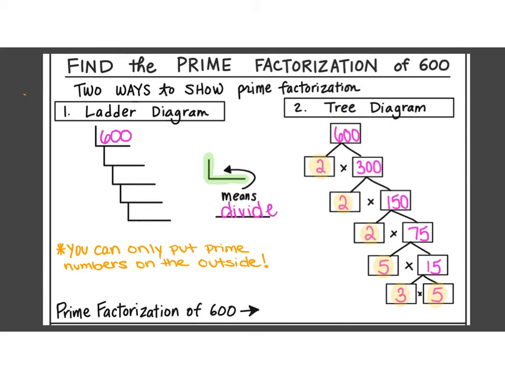The number we divide by will go on the outside of the ladder. When we divide 600 by 2, we get 300. We'll write that on the next ladder step. Next, we need to divide 300. Let's also divide 300 by 2. We'll write 2 on the outside of the ladder step. And when we divide 300 by 2, it equals 150.